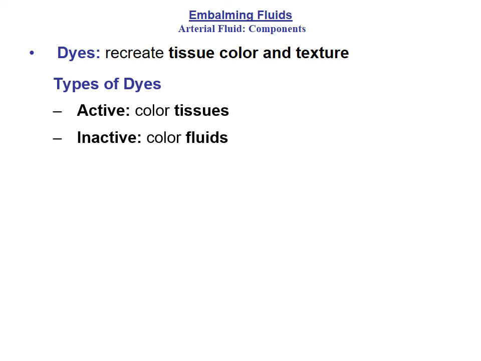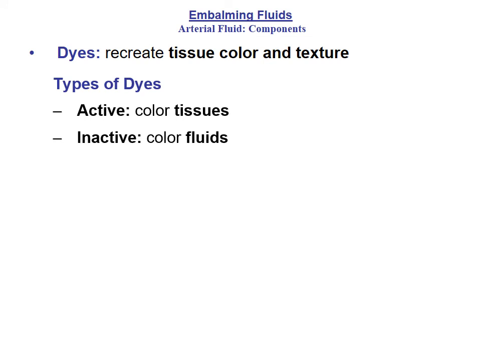A lot of arterial fluids will have dyes that will help to recreate your natural skin tissue color and the texture of your skin. There are two types of dyes. Most of the dyes that will be found in arterial fluids will be active dyes because they're going to color your tissue. And it will also help you to trace your distribution, so that's good.